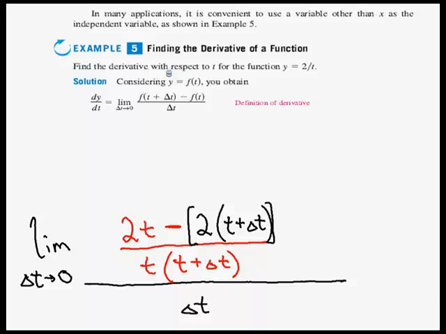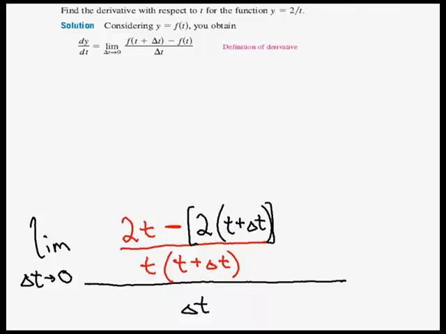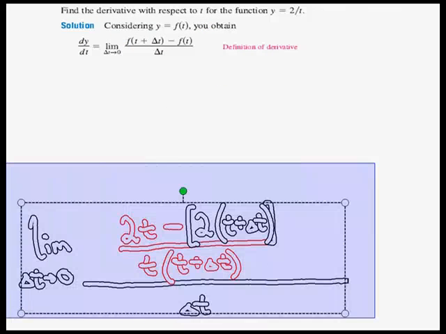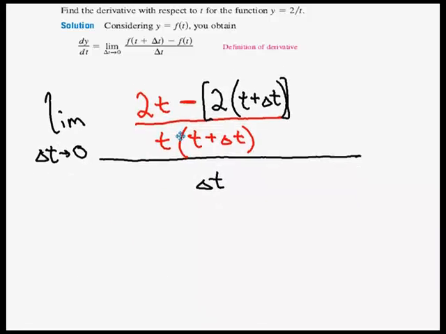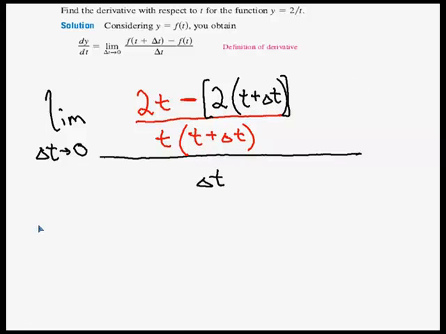And now we just fall back on our algebra skills and simplify as much as possible. Hopefully, we'll get an opportunity to cancel with that delta t in the denominator. And I don't want to forget my limit notation, the limit as delta t approaches 0.